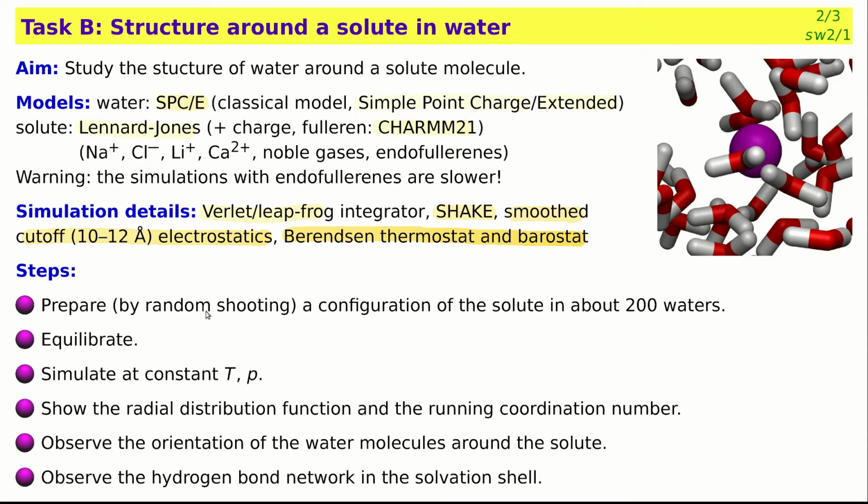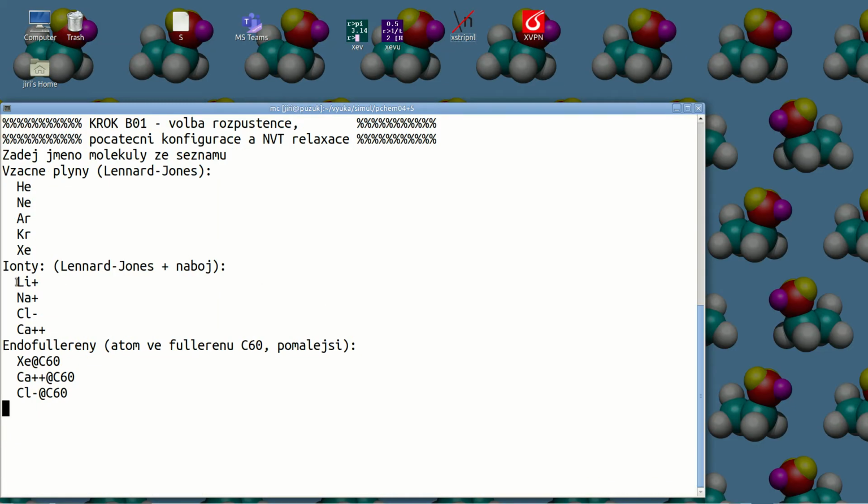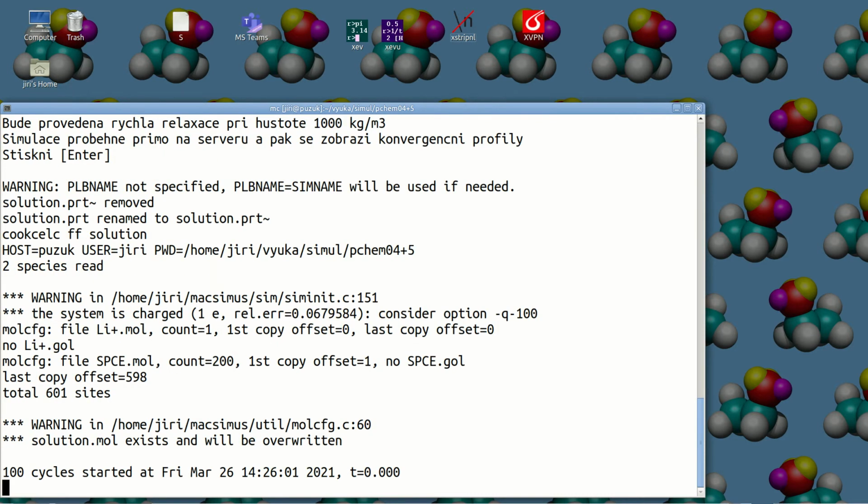To run these simulations, there are several steps needed. First, a configuration will be prepared by random shooting of both water molecules and the solute. Then some time is needed for equilibration. This equilibration has several parts. In the first part, the time constant of the thermostat is very short and no barostat is turned on. Then the barostat is turned on and we need to simulate for some more time to equilibrate. And then we run the productive run. Then I will show you the radial distribution functions and the running coordination numbers, and we can also observe the structure graphically.